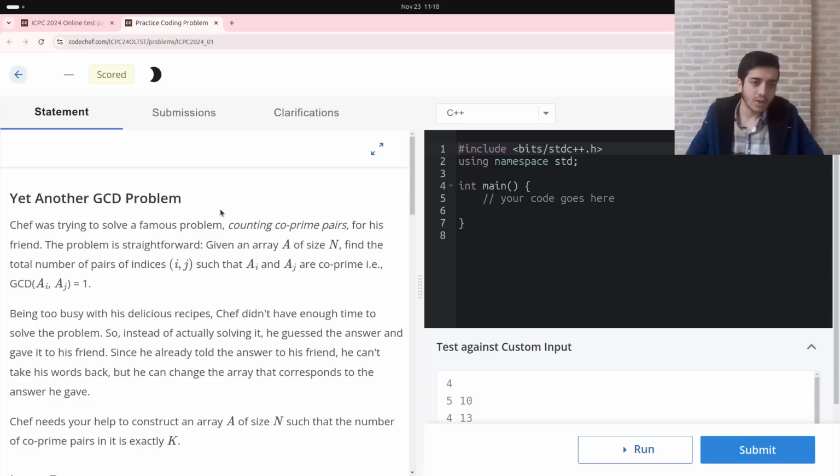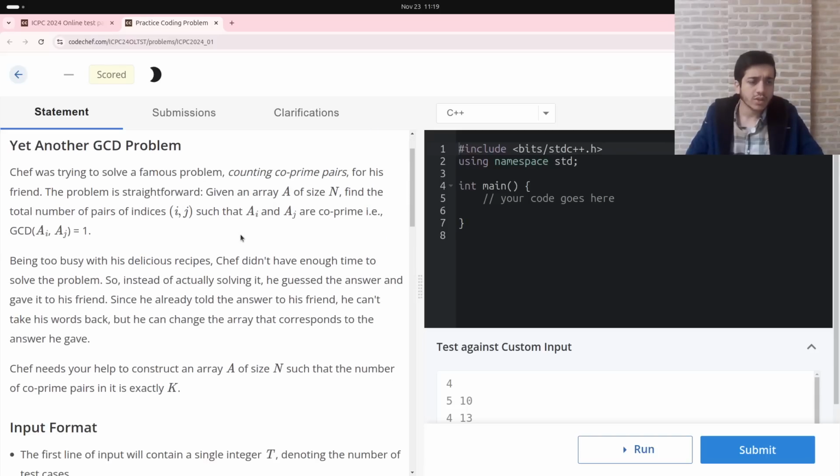Okay, now the second problem. What does it say? It says that Chef was trying to solve the famous problem of counting coprime pairs for his friend. The problem is straightforward. Given an array A, find the total number of pairs of indices such that AI and AJ are coprime. Being too busy with his delicious recipes, Chef didn't have enough time to solve the problem, so instead of actually solving it, he guessed the answer and gave it to his friend.